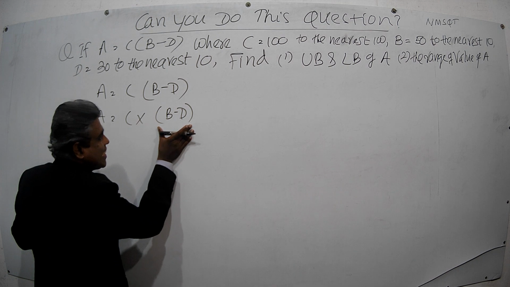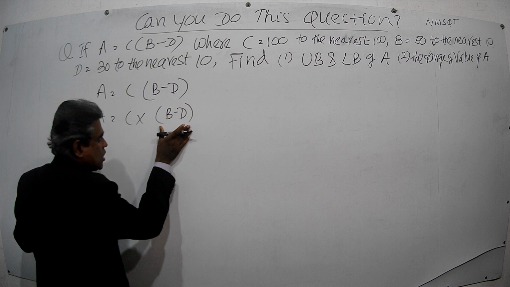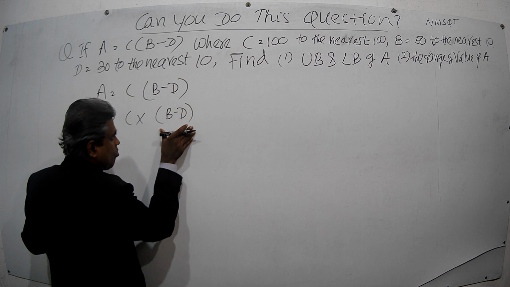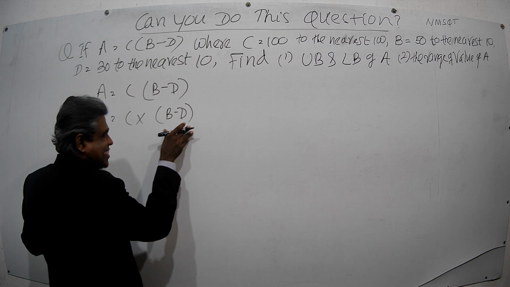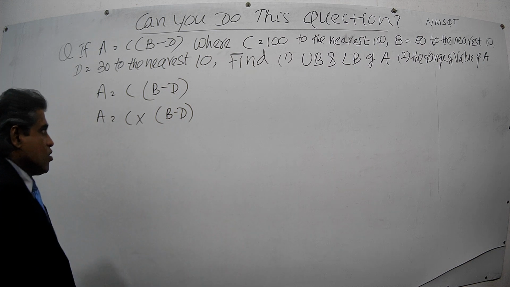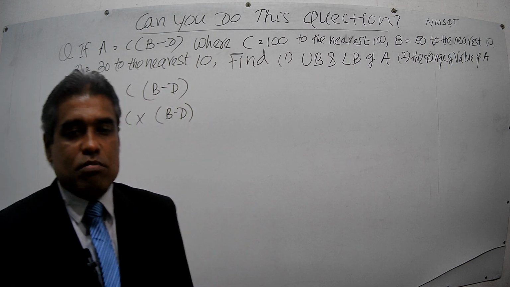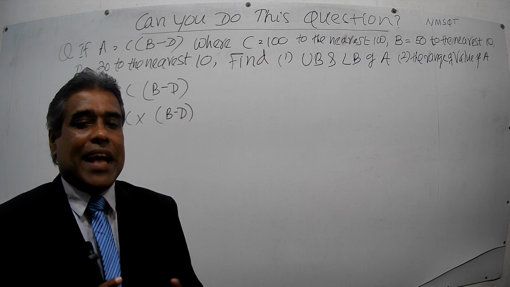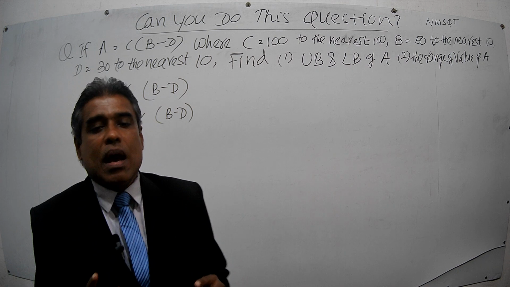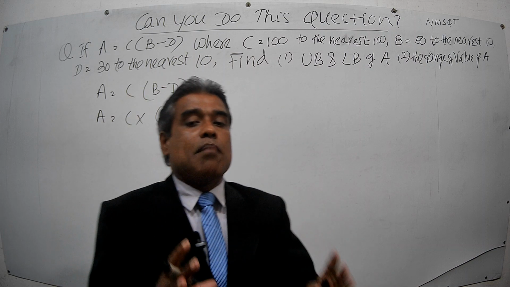This one is a combination of terms. This is a single term, this is a combination of terms that represents the difference of two numbers, B minus D. How do you find the difference of two numbers? By subtraction of one number from the other. To find the difference between two numbers, you subtract the smaller number from the larger number. Larger number minus smaller number.